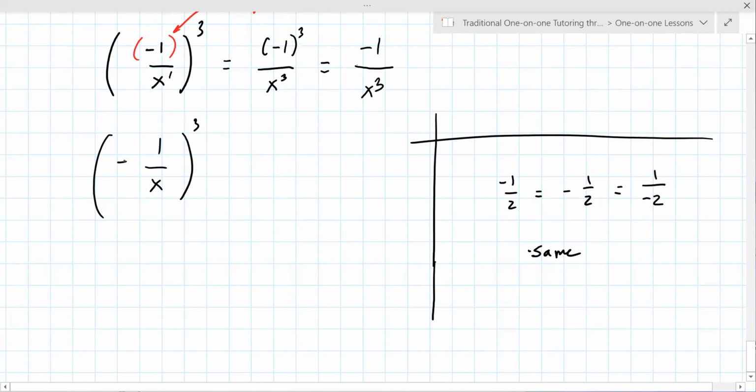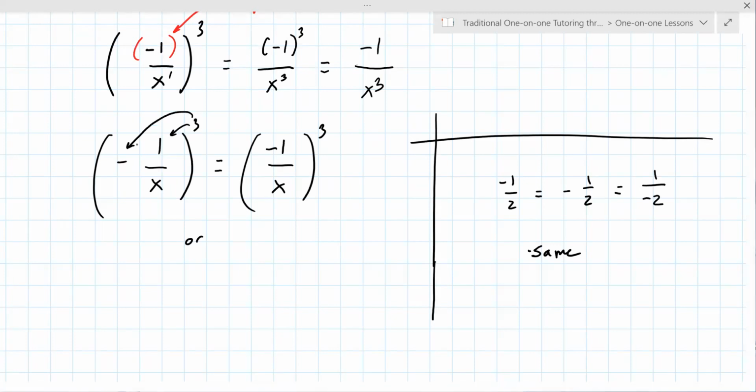Just be aware. The reason I bring that up is you could rewrite this as negative 1 over x cubed, and then it's just like the problem we had. Or you could say, I'm going to apply that 3 to the 1 and apply it to the negative. You have choices, and it really comes down to what you prefer. But the answer is the same. It's still this.